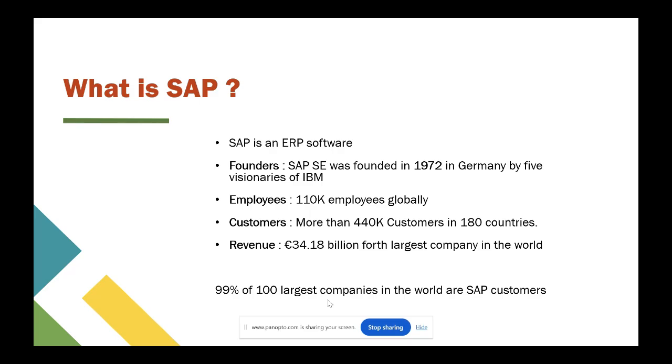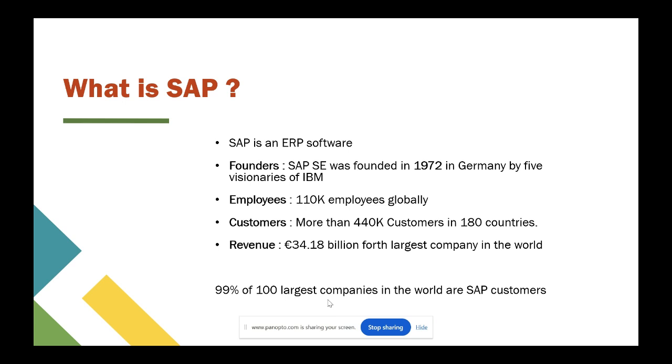ERP is clear to us. As the abbreviation of ERP indicates, Enterprise Resource Planning is planning the resources of an industry effectively. Which software does it? ERP software. And SAP is one of the service providers of an ERP.